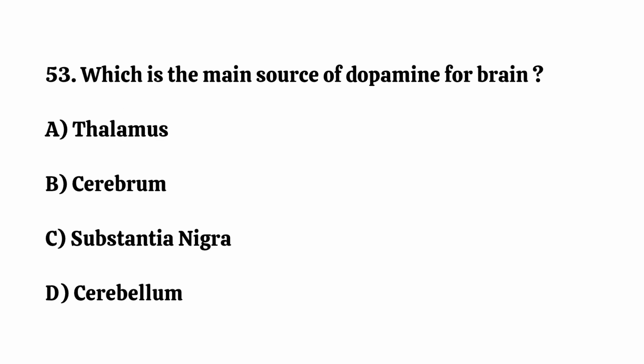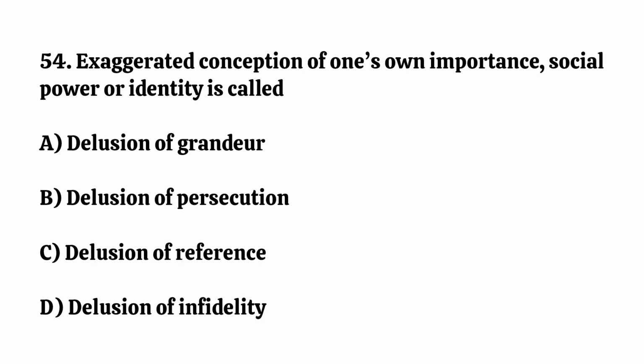Next question, which is the main source of dopamine from brain? A. Thalamus, B. Cerebrum, C. Substantia nigra, D. Cerebellum. And the answer is option C. Substantia nigra.